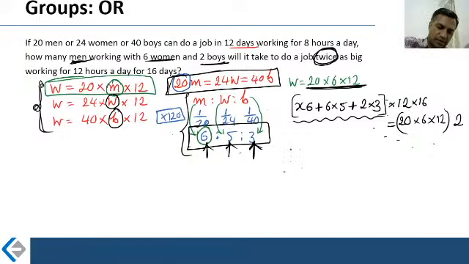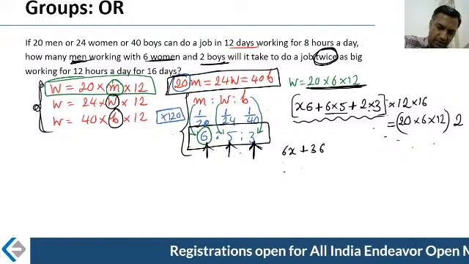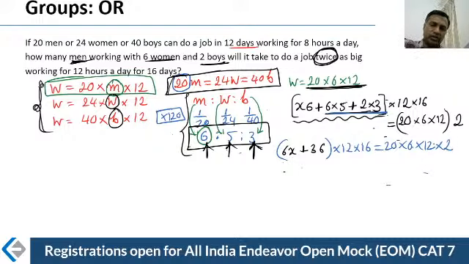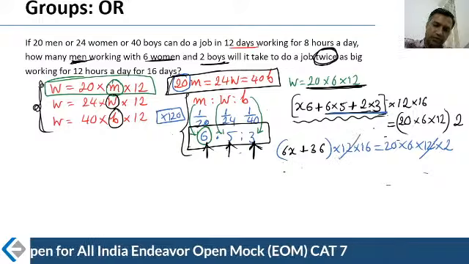Let me rewrite this once again. 6x plus 36, I'm underlining this bracket. That is 30 plus 6, 36, into 12 into 16 is equal to 20 into 6 into 12 into 2. Let's solve this quickly. Therefore this 12 gets cut off with this 12.